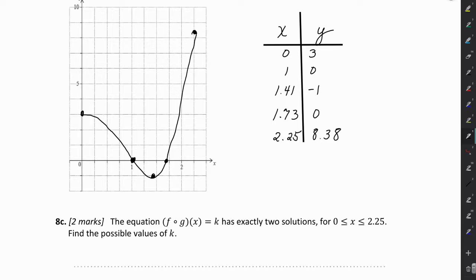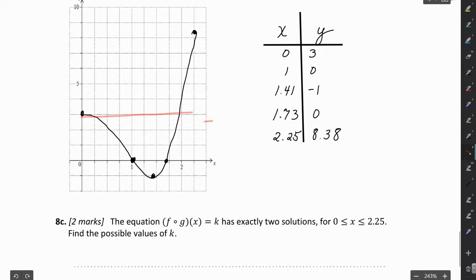The equation f of g of x equals k has exactly 2 solutions. Find the possible values of k. All right, this sounds a little intimidating, but all this means is, where can I draw a line? So k is just y equals k. Y equals k is just going to be a line. So where in this equation can I draw a line where I'm going to hit the equation in 2 places?